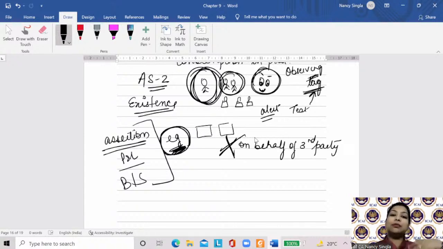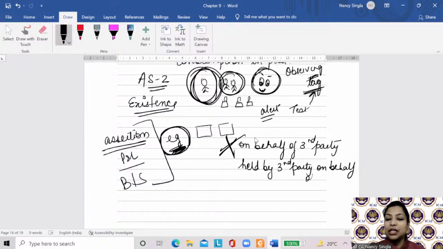Why? Because this has been held on behalf of the third party. It is the third party's inventory; you have only held it for job work. And any inventory held by a third party on behalf of the client, irrespective of the location, you will include it in your inventory, for completeness, because it has been held by the third party on behalf of the client. So very, very important. You may get a true-false MCQ, anything can come.